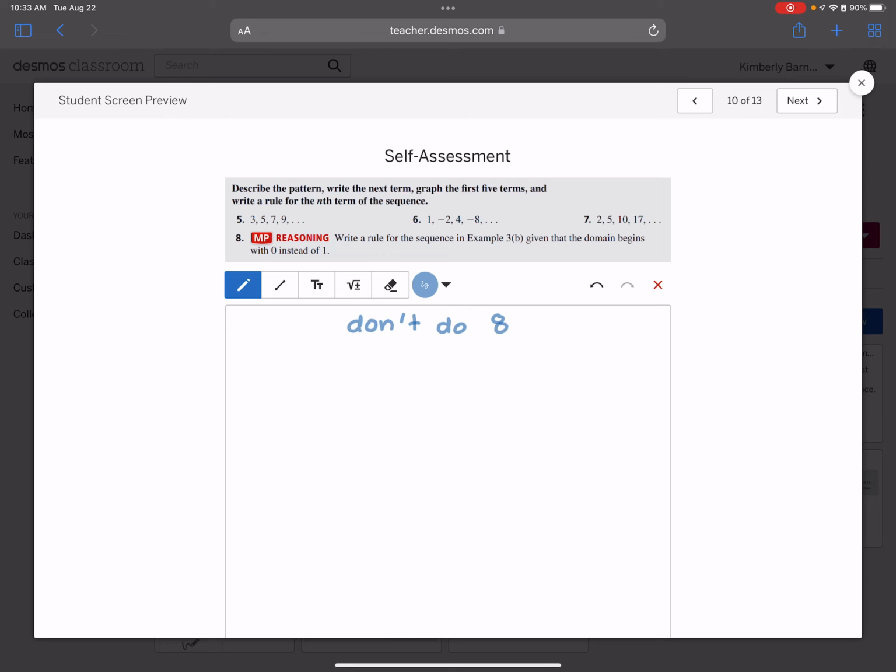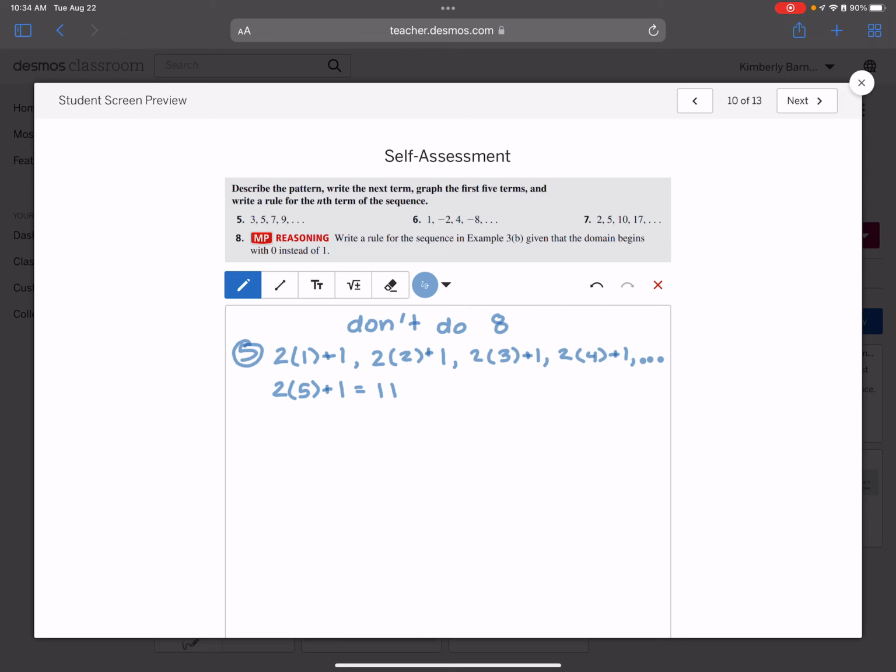All right, so you should have come back now. You should have paused and worked independently. Number 5, I have 3, 5, 7, 9. I'm noticing that each time it's like I have 2 times the position plus 1. Every single time. So if I want to find the next term, I'm going to take 2 times 5 plus 1. So the 5th term will be 11.